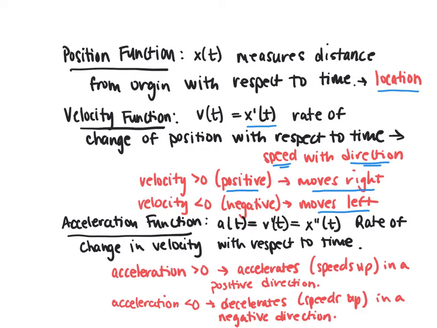The acceleration function is either the derivative of the velocity or the second derivative of the position function. And it is the rate of change in velocity with respect to time. And just like velocity, it has direction as well. So if the acceleration is greater than 0, or positive, it accelerates, or speeds up, in a positive direction. If the acceleration is negative, or less than 0, it decelerates, or speeds up in a negative direction. So again, it's positive or negative. We have direction on that.